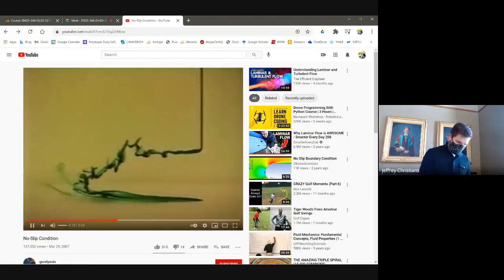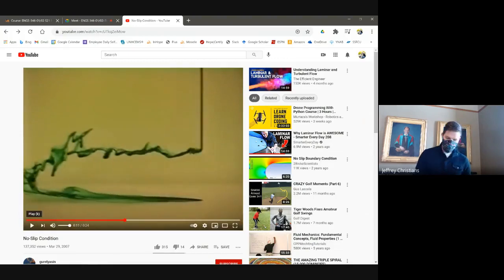Okay, so if I stop it here, the dye that's coming off of that syringe head is all originating from the same point, and then it's moving with the fluid. So all of that's a streak line. That dye path is a streak line. You're not following an individual particle. You're following fluid that all originated from the same point.